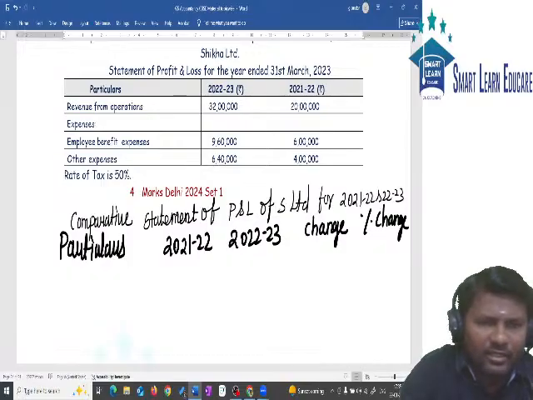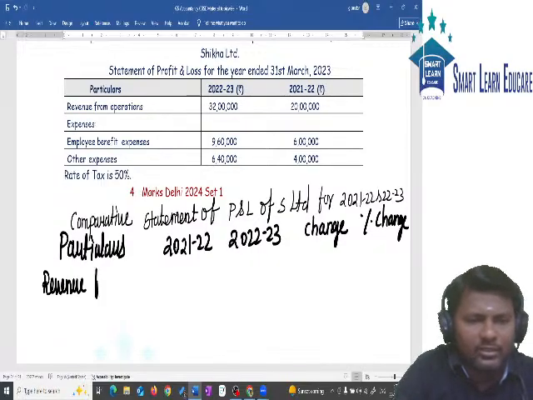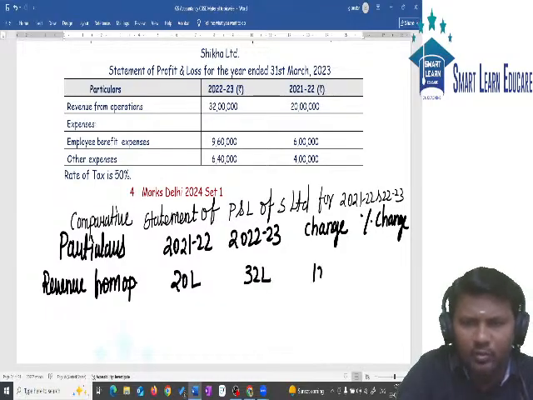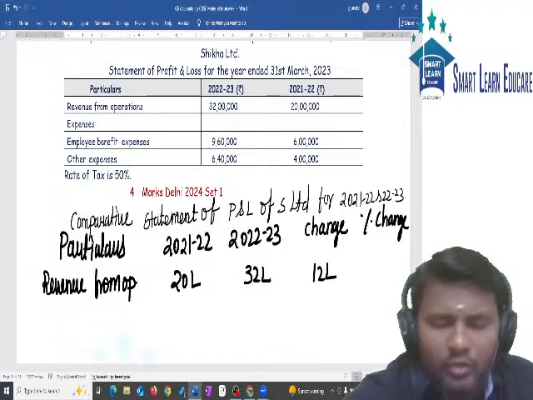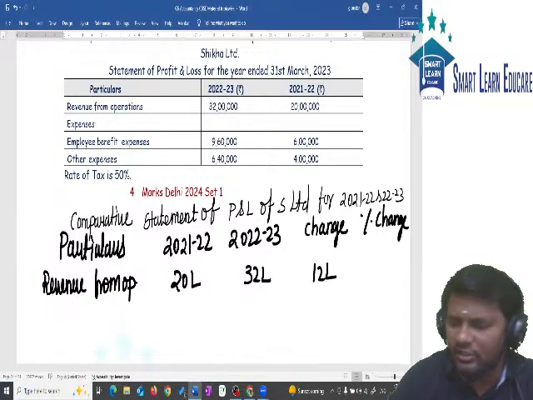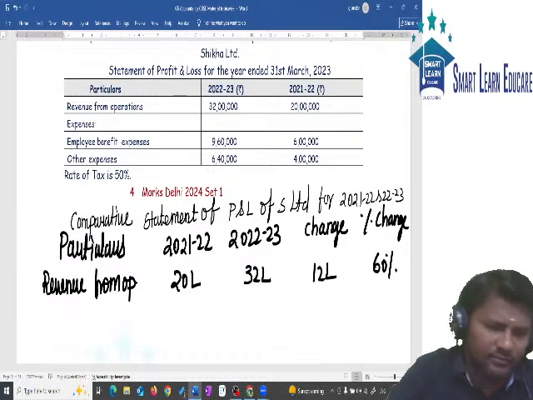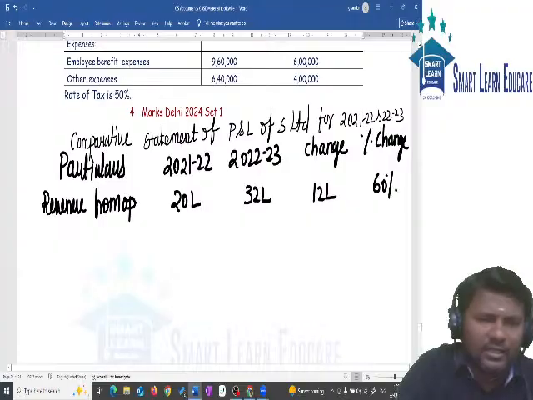So first one, revenue from operation. Last year it is 20 lakh, this year it is 32 lakh. Increase is 12 lakh. 12 lakh you should express in terms of percentage. So 12 lakh divided by 20 lakh into 100 will give you 60%.